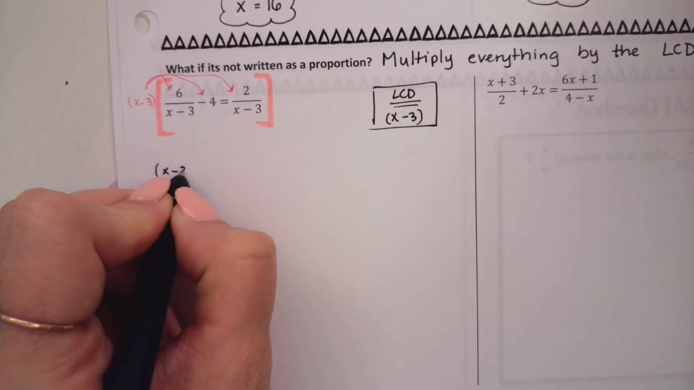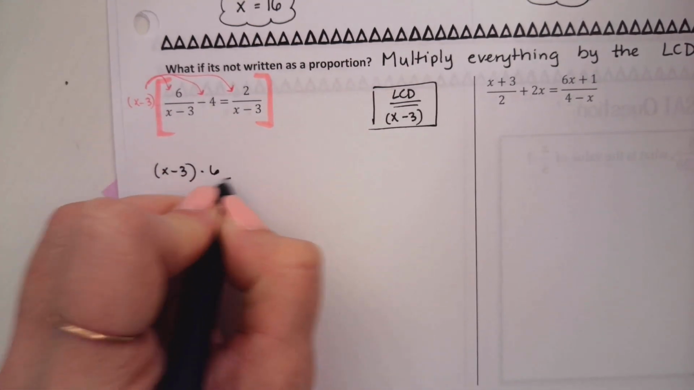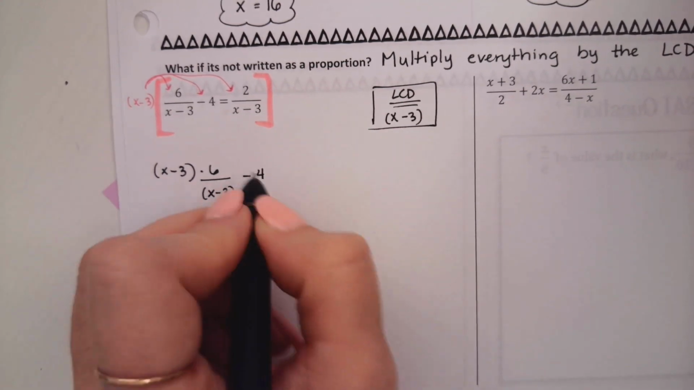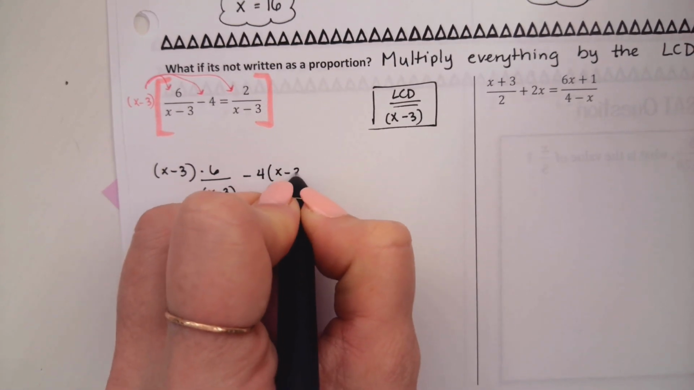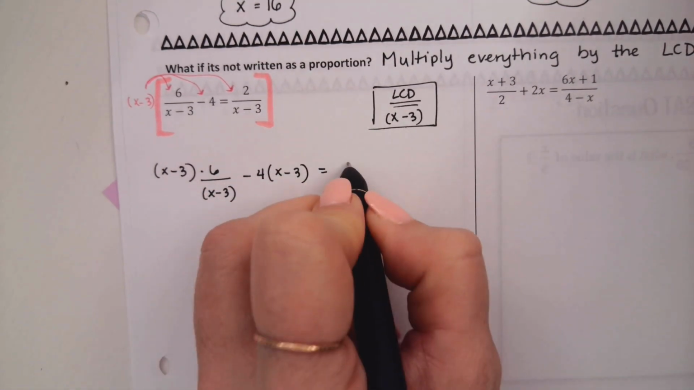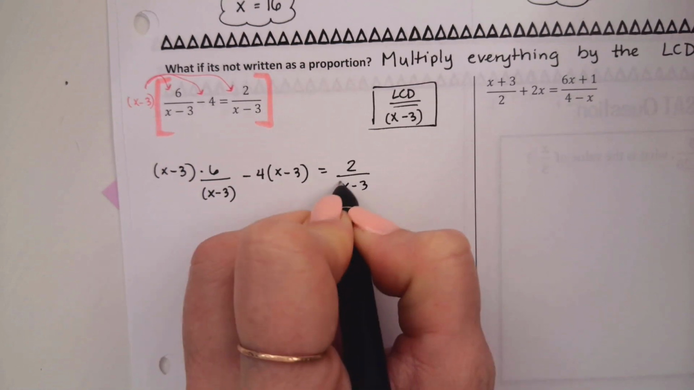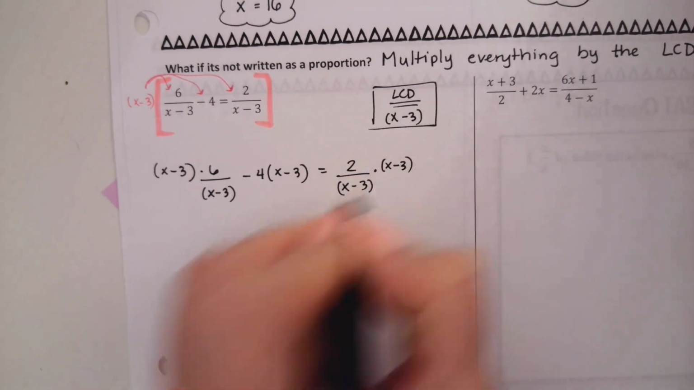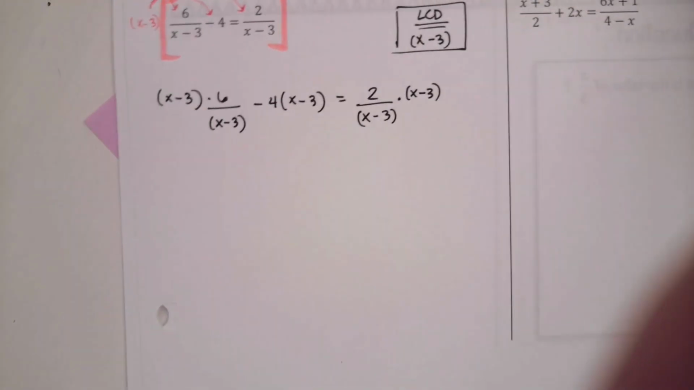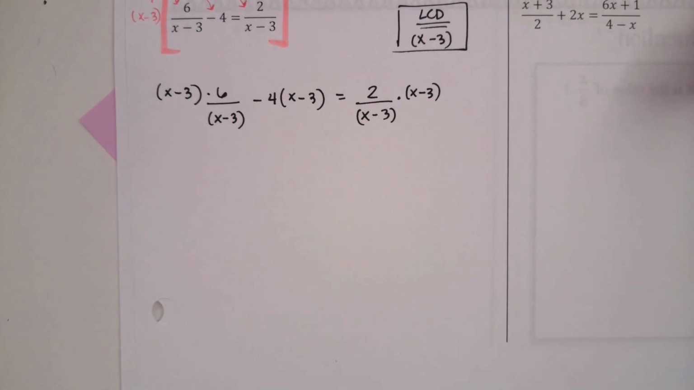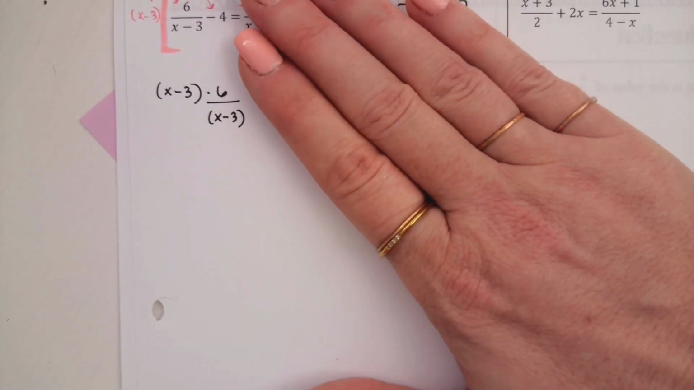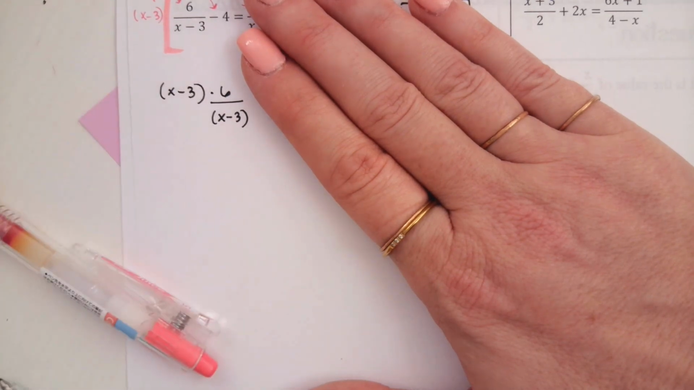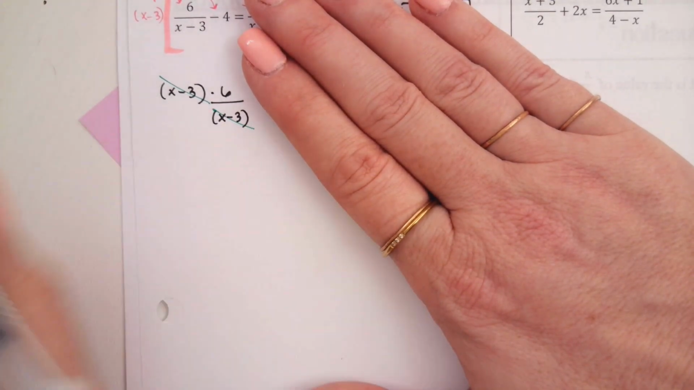Alright, so we'll start out with x minus 3 times the 6 over x minus 3. And then we have minus 4 that we're going to multiply by that LCD also. Equals, and then we have 2 over x minus 3 that we're also going to multiply by the LCD. Okay. So it looks terrible right now, but it simplifies beautifully. For the first one, what can I cross out? Yeah, your x minus 3's will literally cancel. And what are you just going to be left with?